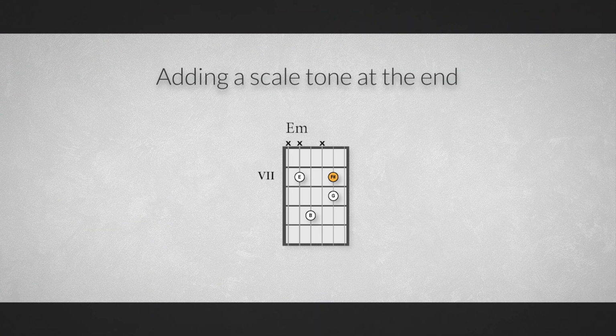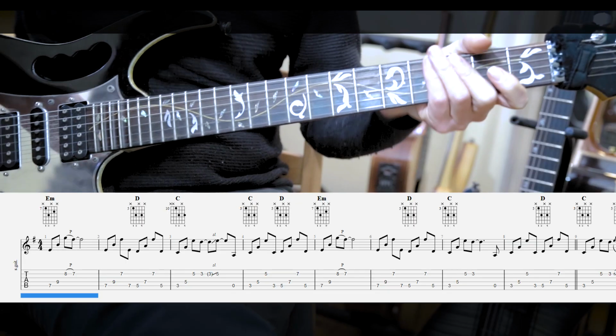Now, if you want to use this in a non-classical setting, just add a note of the scale at the end of the spread triad, so you can use it to improvise, for instance.